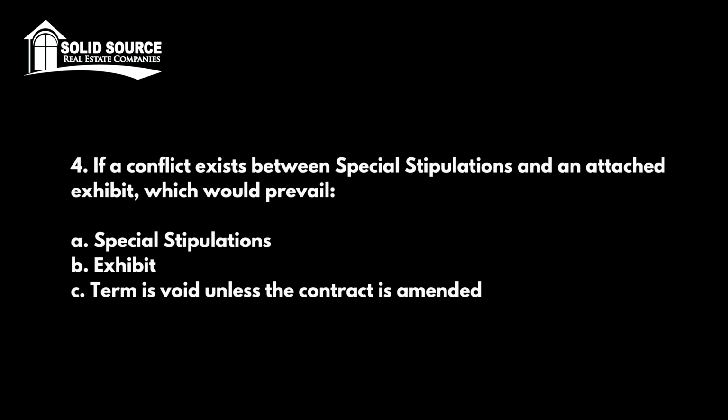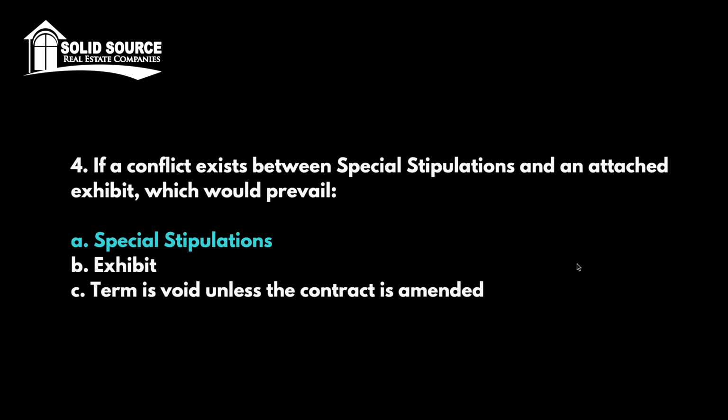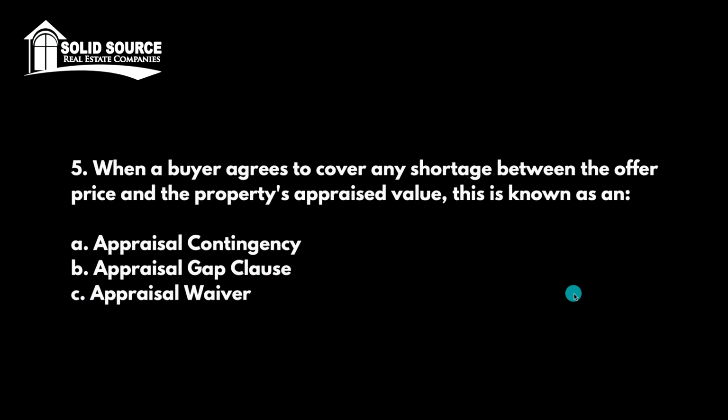So moving along, question number 4: if a conflict exists between special stipulations and an attached exhibit, which would prevail? Special stips, the exhibit, or the term is void unless the contract is amended? That's actually going to be A. Special stipulations would prevail.